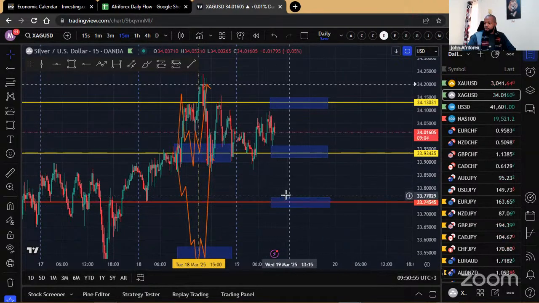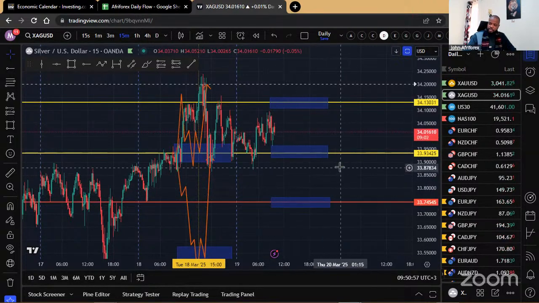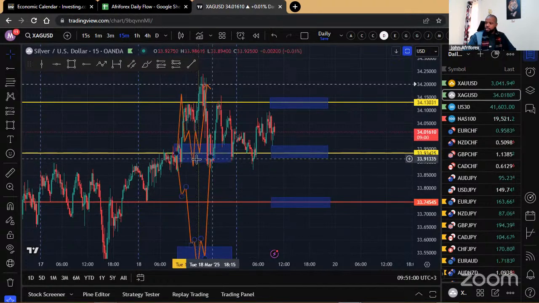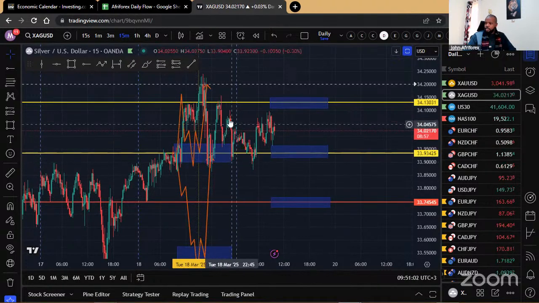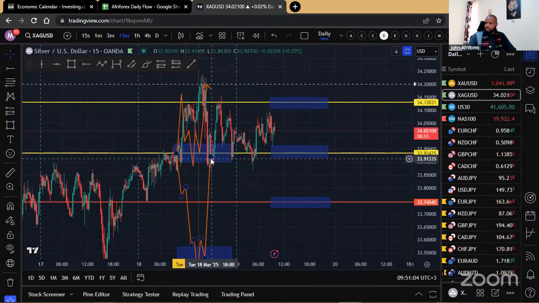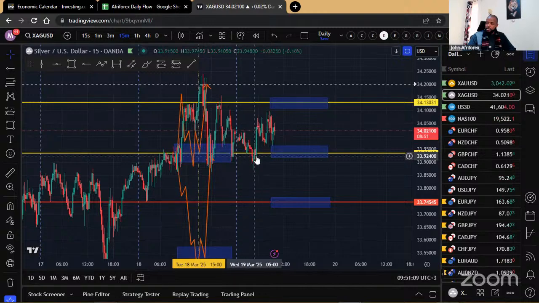So for as long as we're holding above this region to the upside, the bias is still to look for buys. You can see that the buyers within here are still holding. And you can see that the sellers came down aggressively. The buyers shot to the upside. The sellers still came down. But the buyers within this region are still maintaining.